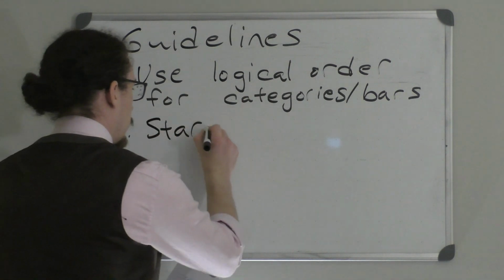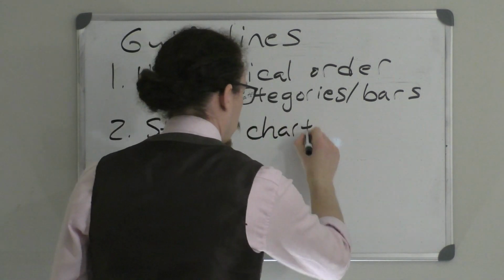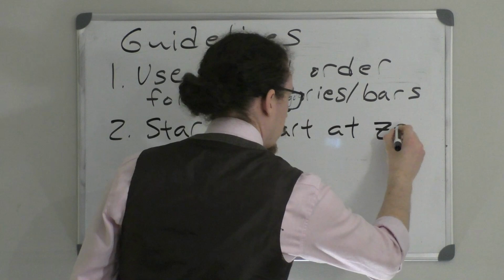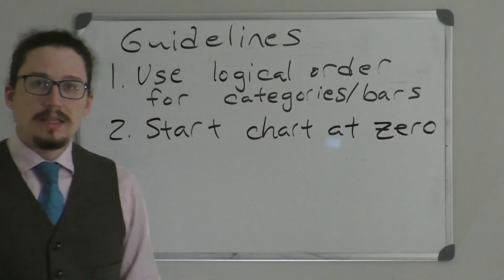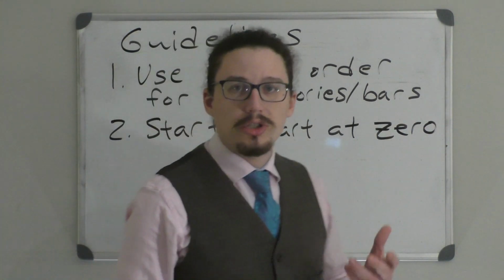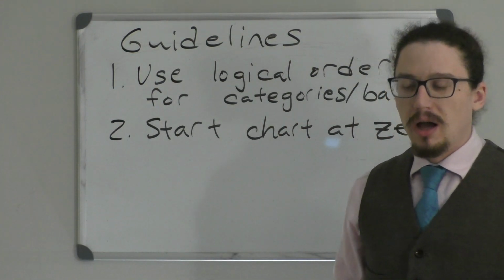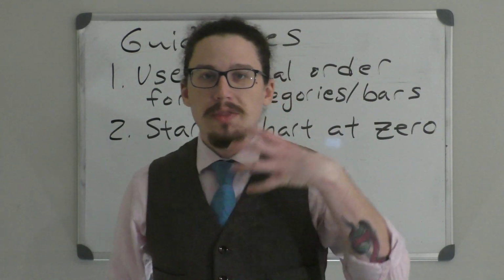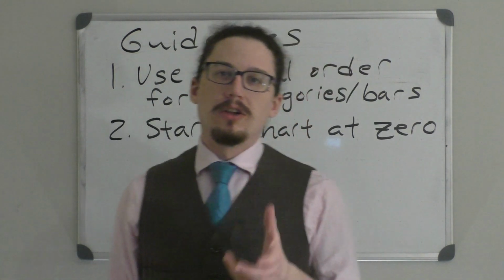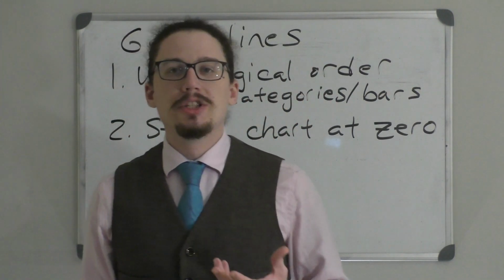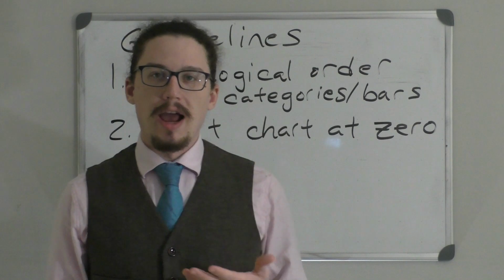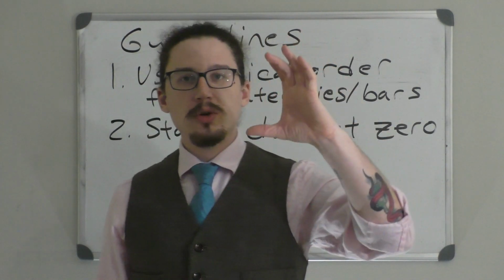All right, the second guideline is that bar charts should start at 0. The origin of a bar chart, the bottom level, should be at 0. Failure to do so can lead to misleading graphs.